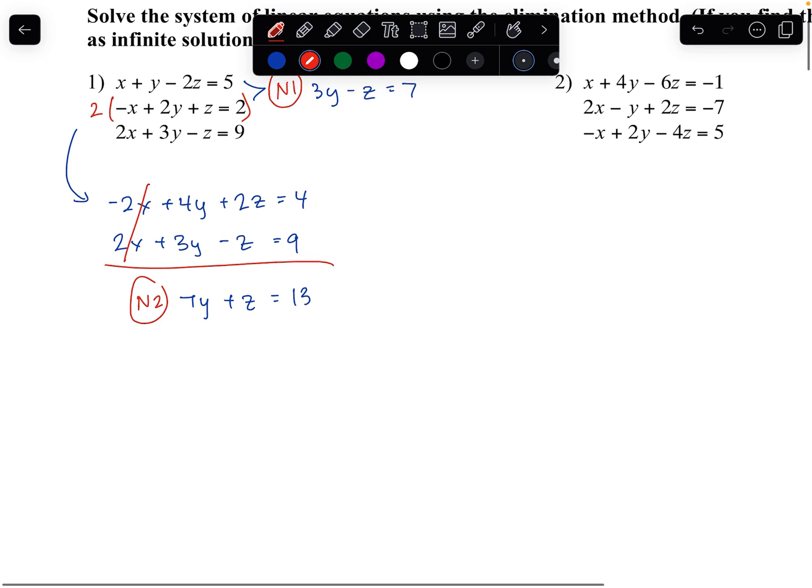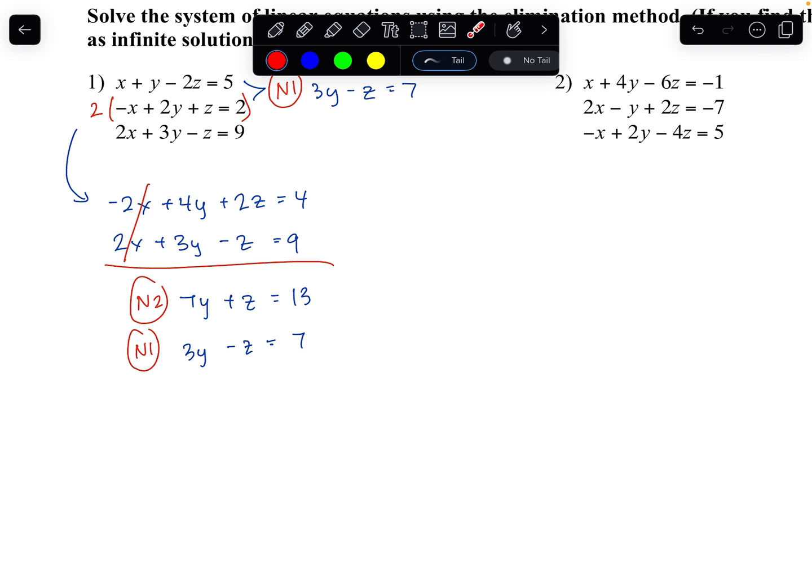And if I stack these new equations together, 3y minus z equal to 7, I can right away add them together and get rid of z. Okay, so I'll add them together. That's going to get 10y is equal to 20. Divide by 10, and I'll get 2, so y is equal to 2.